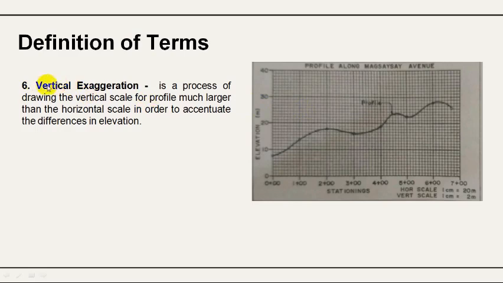Next is vertical exaggeration. It is a process of drawing the vertical scale of the profile much larger than the horizontal scale in order to accentuate the differences in elevation. So, sa atong pag-plot nito sa atong profile, ato lang siya i-exaggerate ang elevation para mas ma-visualize nato ang changes in elevation sa atong profile. So, it is called vertical exaggeration.